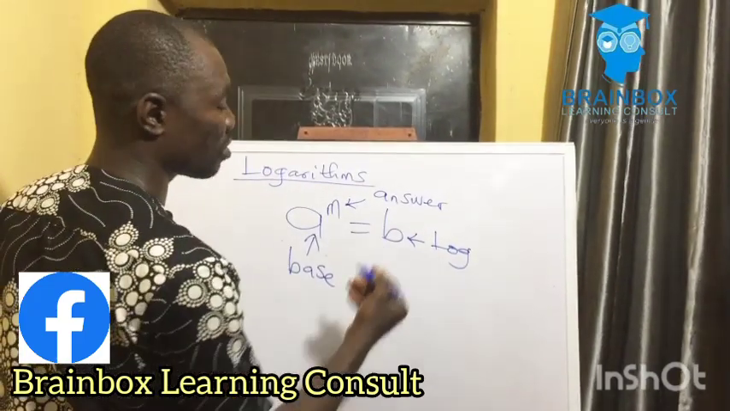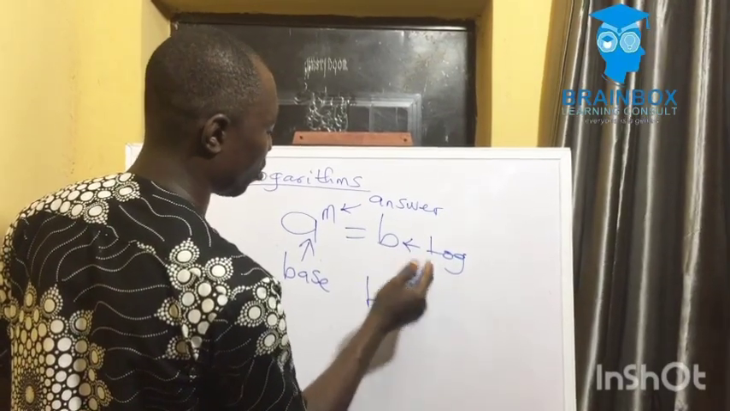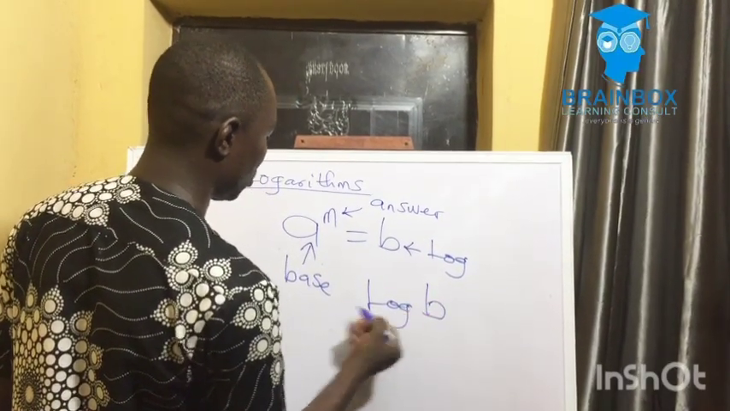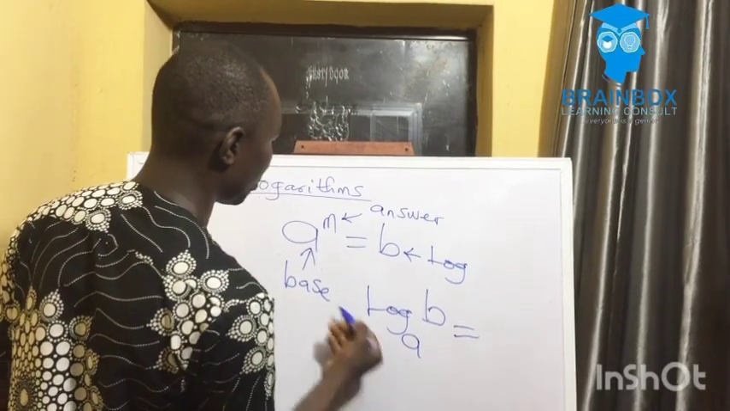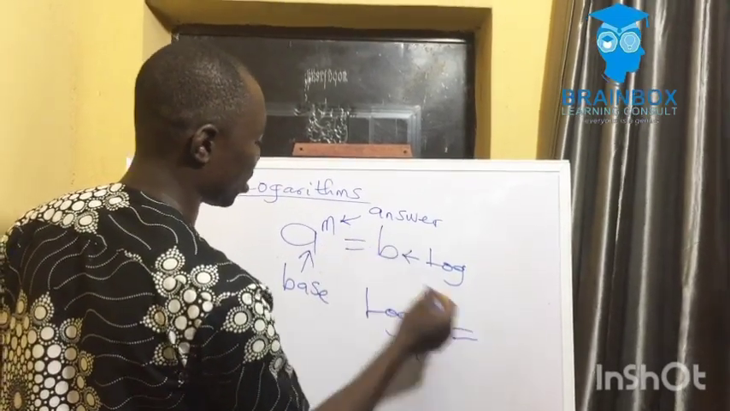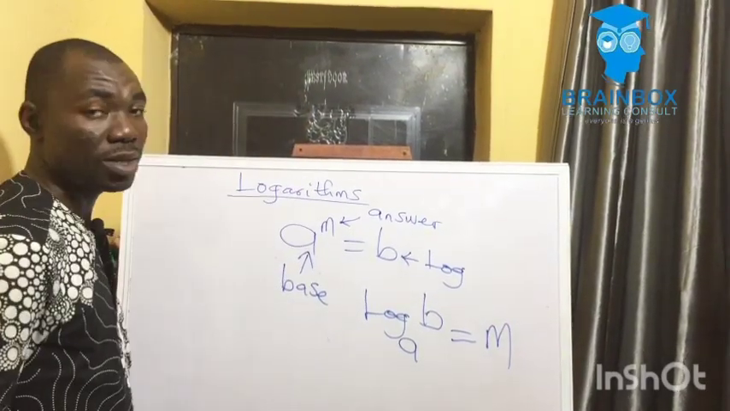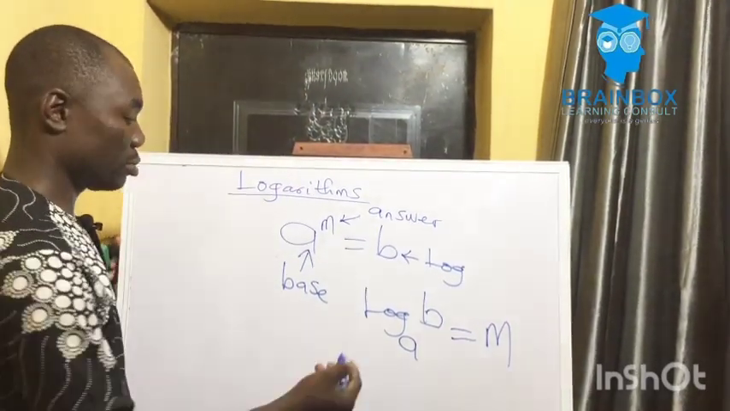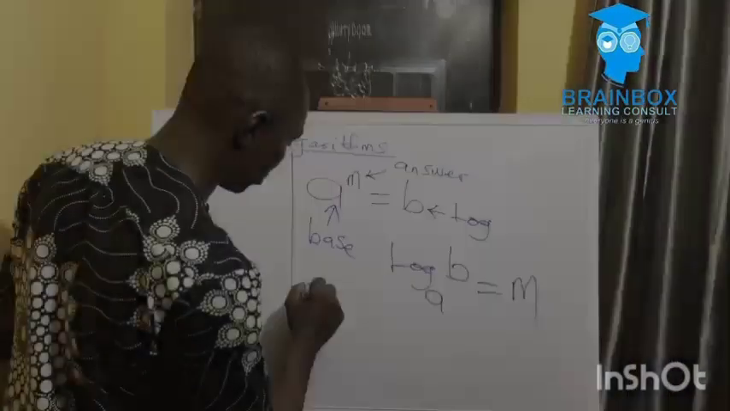For instance, if I want to transfer it into logarithm, this is log. This is your log. Log what? b. This is your base. Base what? a. Equal to, what's the answer there? The power is the answer, m. That's your logarithm. So that's the transferring of the indices into logarithm.